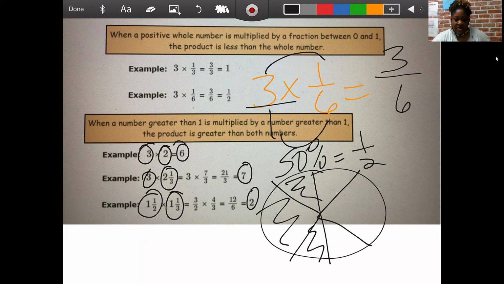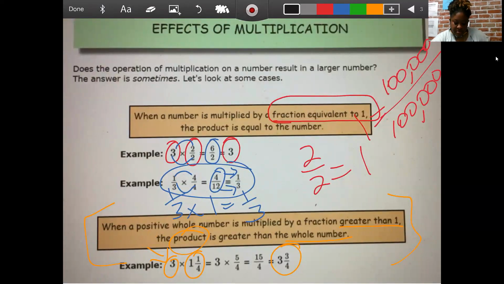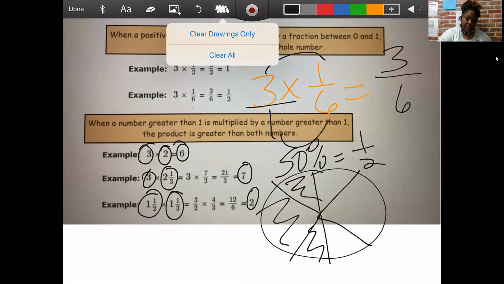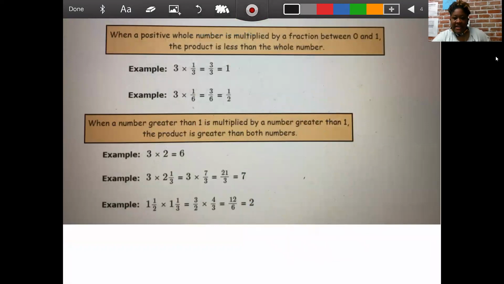Okay, I think we kind of just went over that back here. It's the same rule as right here, okay? Same rule. All right. Okay, any questions?